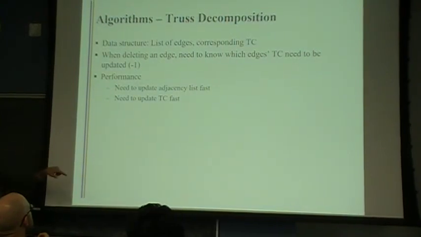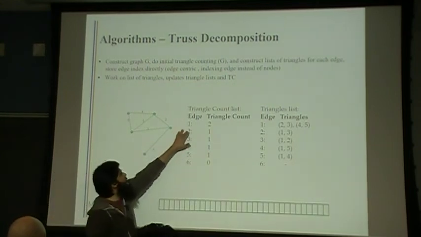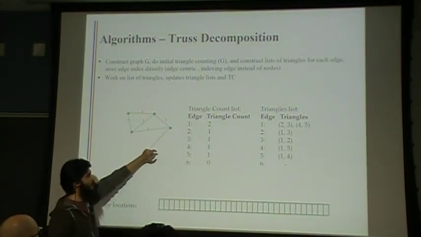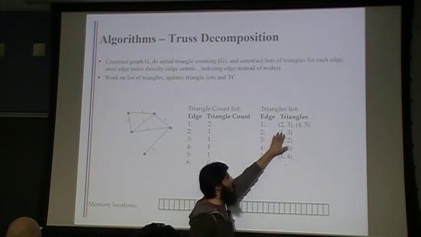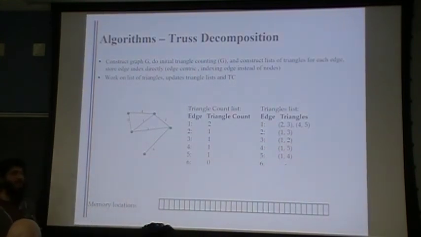So if you go to the next slide, there's an example. If you look at this graph, these are the edges. They correspond to the ones that are labeled here. And there's a triangle count, and then there's also a triangle list, which is just a list of the pair of edges that the edge makes a triangle with. So if you look at the animations.